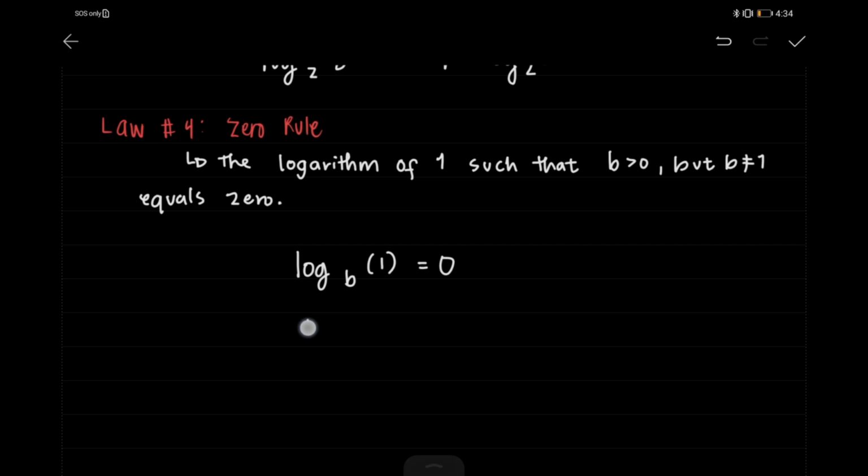So just like for example, we have the logarithm of 1 to the base 3. The answer of this is always equal to 0. So remember that our number here is 1 and our base must be greater than 0 and this base must not also equal 1.